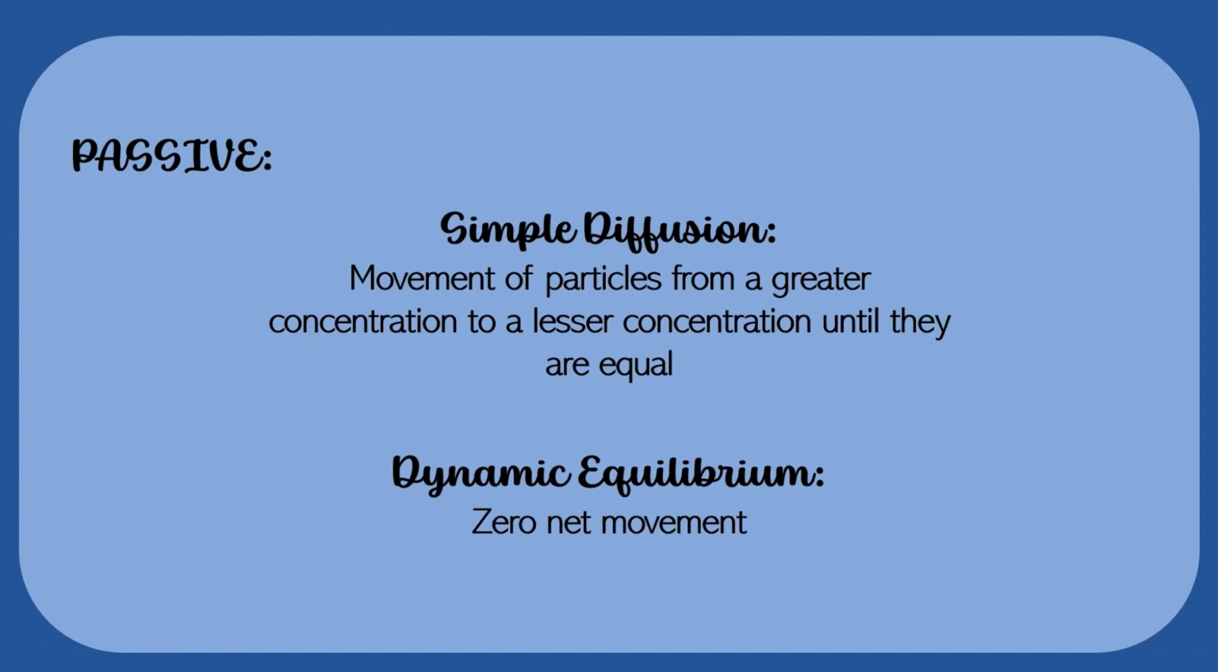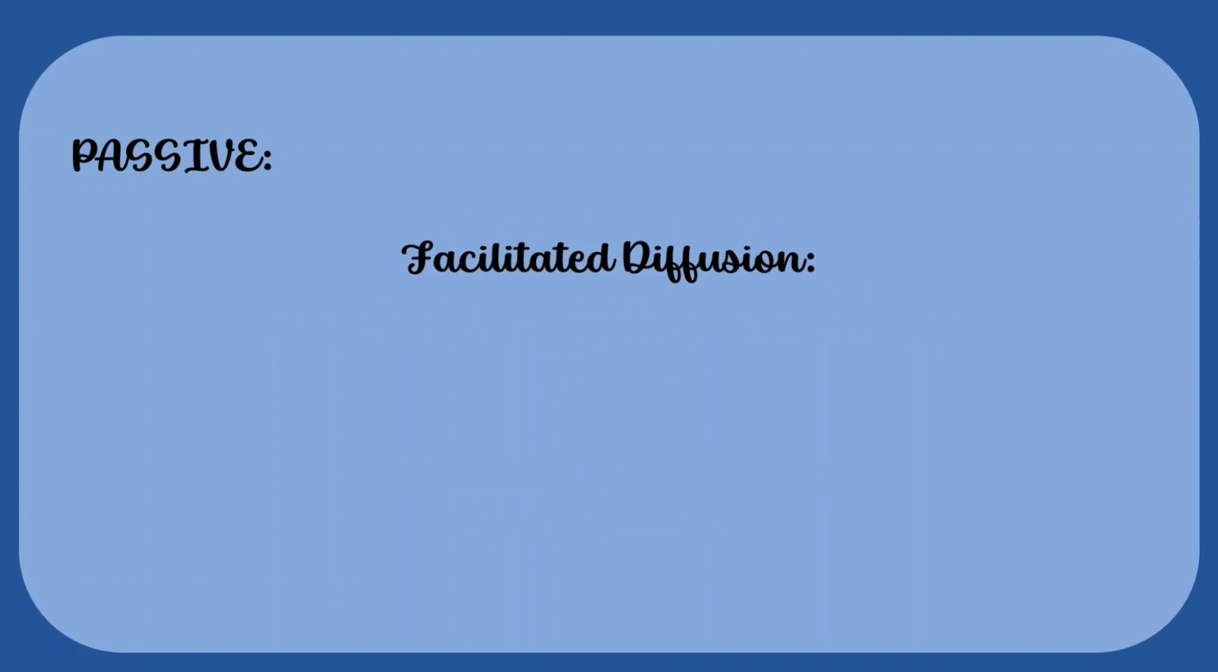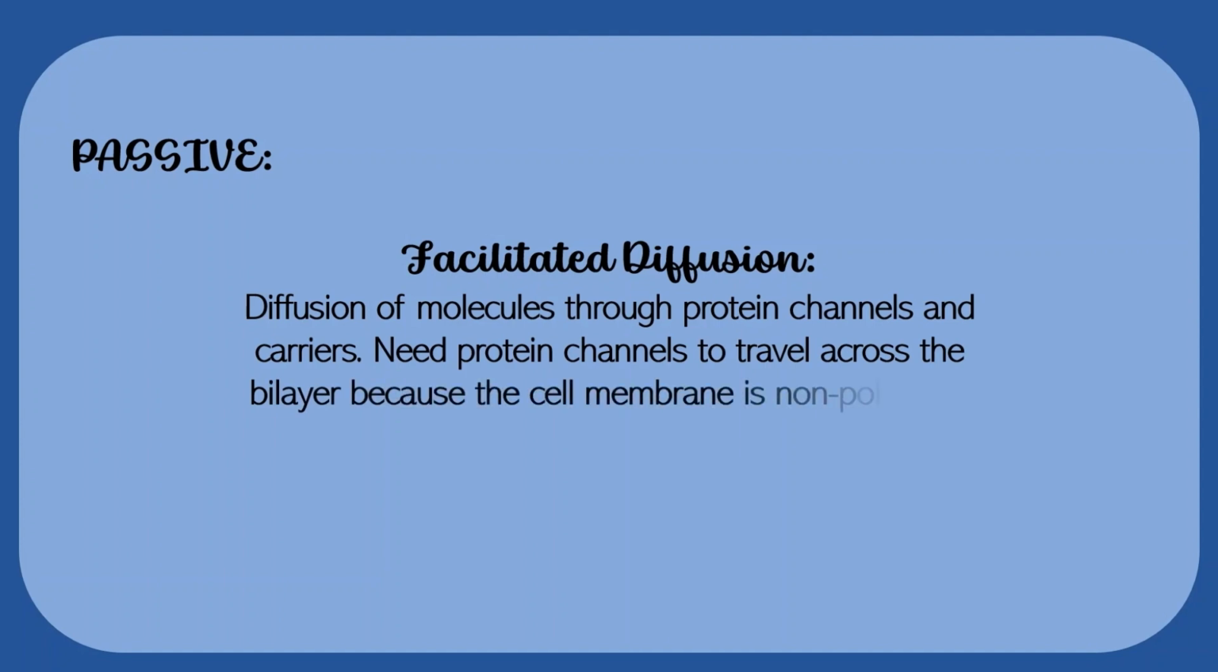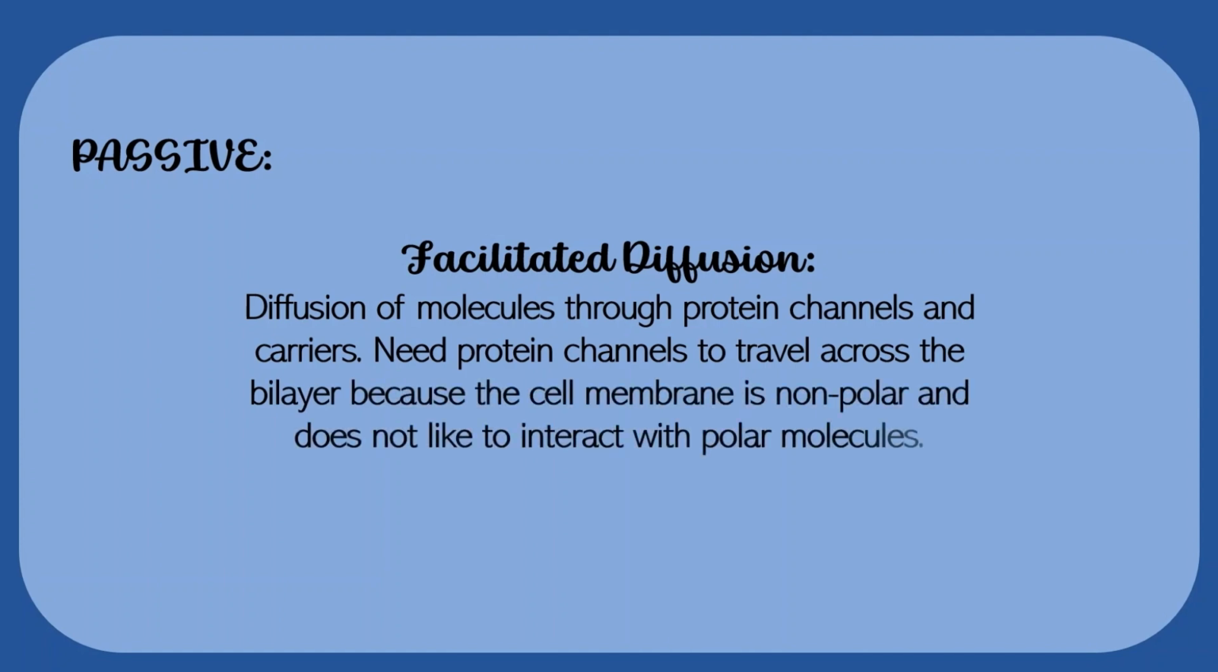Small and non-polar molecules can diffuse directly across the cell membrane when they're moving down the gradient. Facilitated diffusion. Diffusion of molecules through protein channels and carriers. Small and polar molecules like glucose or H+ ions need protein channels to travel across the cell membrane when they're moving down the gradient. Because the cell membrane is non-polar and does not like to interact with polar molecules. Facilitated just means to make easy of, so it helps the molecules move faster.